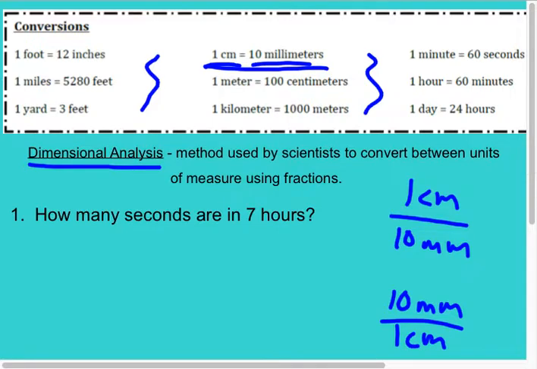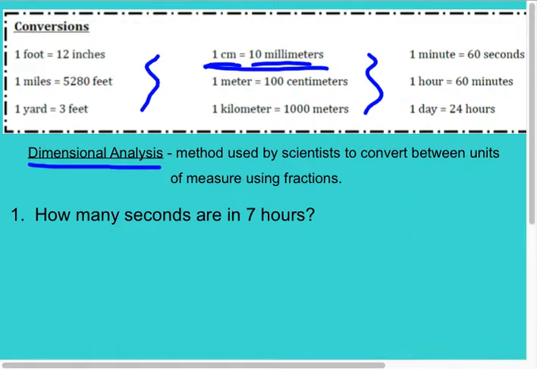They're basically the same fraction, except centimeters are in the numerator in the first one and the denominator in the second one. And you're going to see why you need to be able to switch them around. But those are equivalent fractions. 1 centimeter equals 10 millimeters. So our first conversion here. How many seconds are there in 7 hours? We're just using time. We're not using distance here. We're just using one unit here.